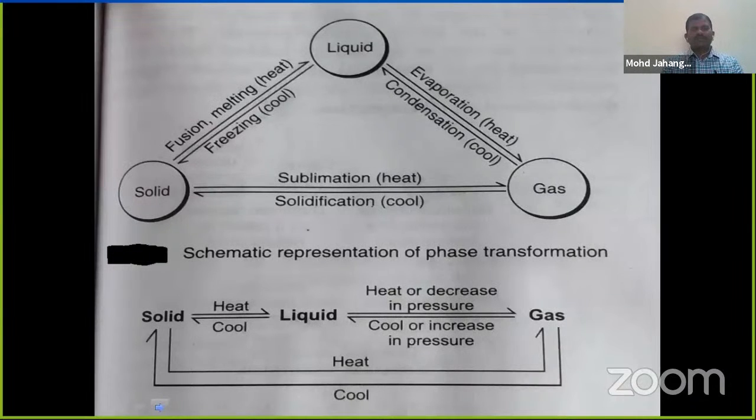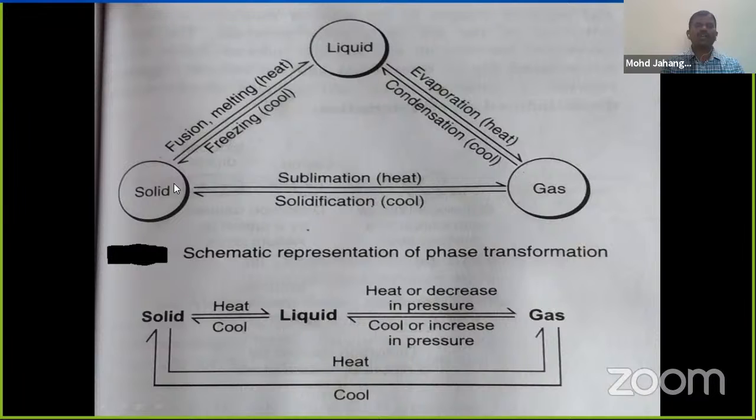Just now we discussed that the existence of a physical state of matter depends upon temperature and pressure. So by changing temperature and pressure, one physical state of matter can be converted into another physical state. When solids are converted into liquids, that phenomenon is known as fusion or melting. Vice versa, liquids converted into solids is known as freezing.